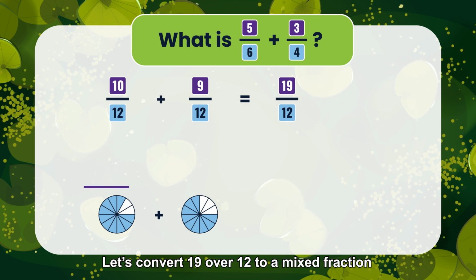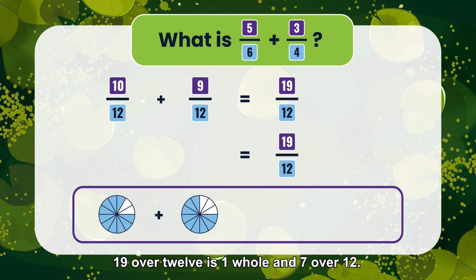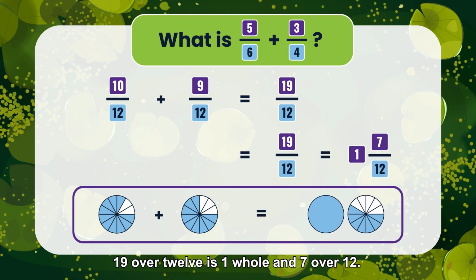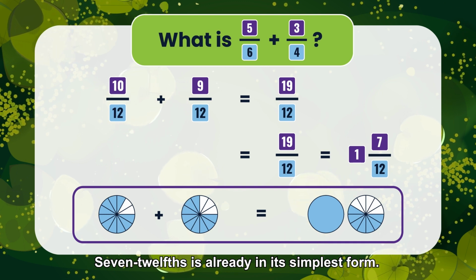Let's convert 19/12 to a mixed fraction in its simplest form. 19/12 is 1 whole and 7/12. 7/12 is already in its simplest form.